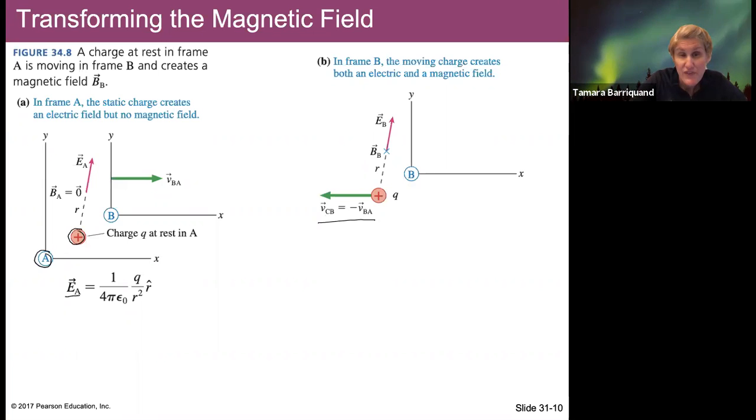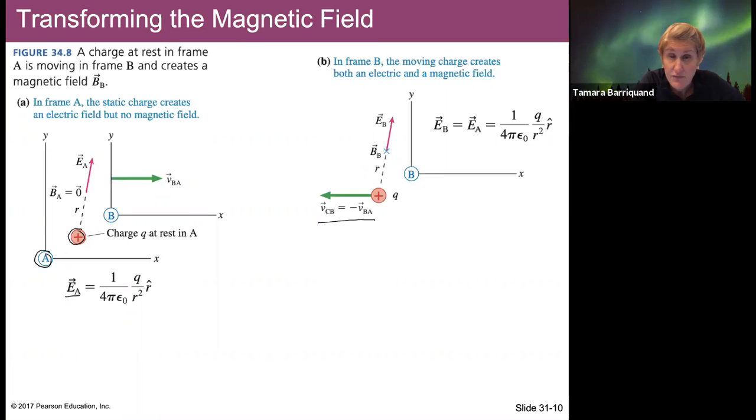And so the electric field that this charge has will be the same in either frame, because it is just a point charge and it doesn't matter if it's moving or not. So the electric field will equal the electric field in A, which is equal to 1 over 4 pi epsilon naught, Q over R squared, R hat. And that is just the electric field due to a point charge from Coulomb's law. Now, the magnetic field that is seen from reference frame B is going to be equal to what we get from the Biot-Savart law.